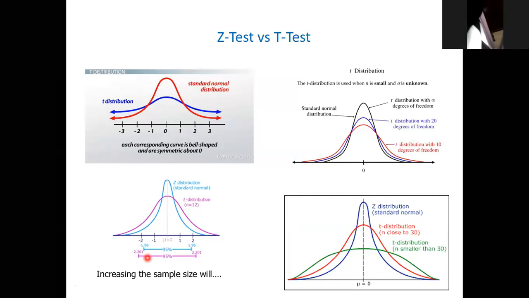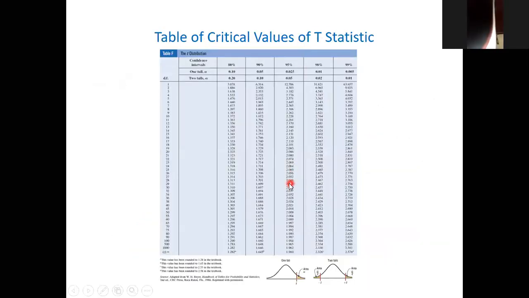If the sample size increases, the critical value will be less, it will be close to 1.96. As the sample size increases, the critical value will begin to decrease. That is why if you look at the table of T, can you see? You see the critical value is bigger when the degree of freedom is very small.